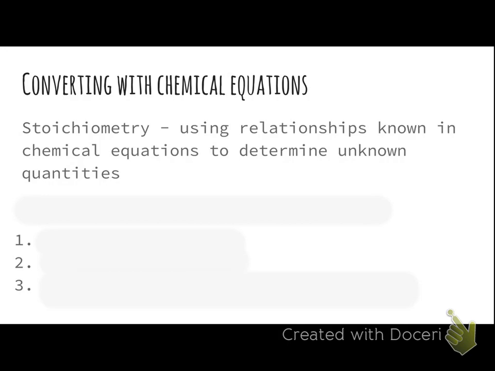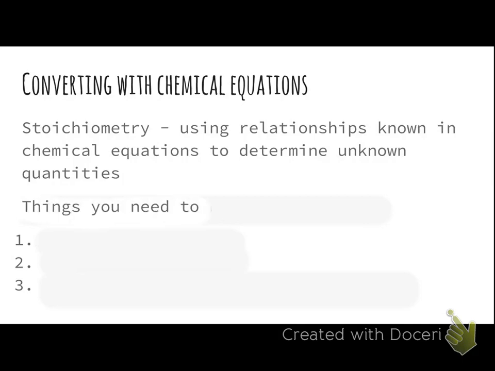So what we're doing is we're converting with chemical equations. So stoichiometry, here's your definition. We're going to use relationships that are known in a chemical equation to determine unknown quantities. So in any equation, we're going to know some things about the equation, and what we're going to use is the stuff that we know to determine what we do not know. You've probably done some things in math before when you have some knowns in a problem and you have something unknown. Same concept, same idea here.